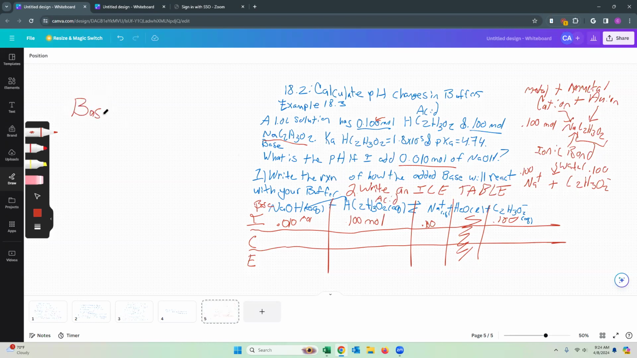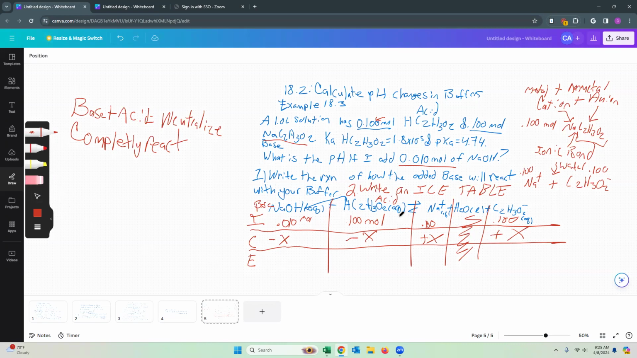Remember, when a base plus an acid interact, they will neutralize each other. That means they will completely react. They will always react. So I'm going to lose my base, I'm going to lose my acid, so my reactants are going to react. So I'll gain product. Oops, that's supposed to be an X. Gain product, and I'll gain product.